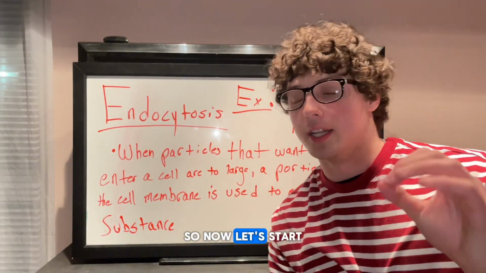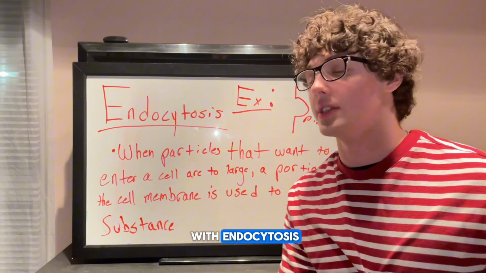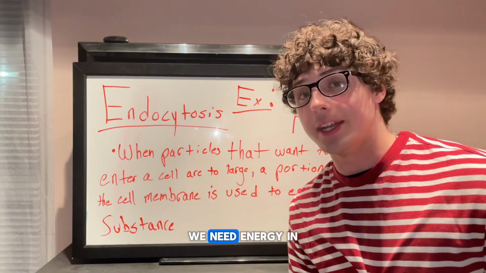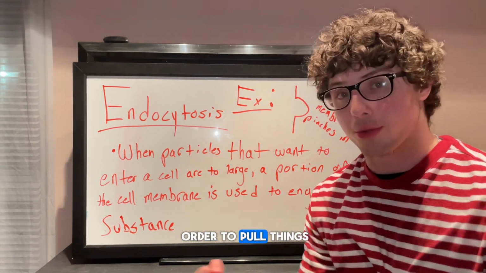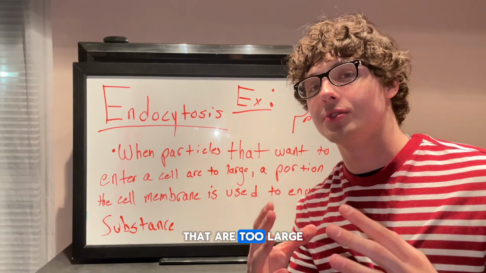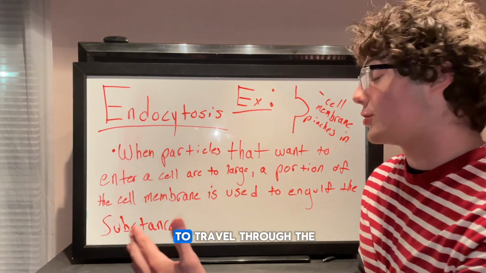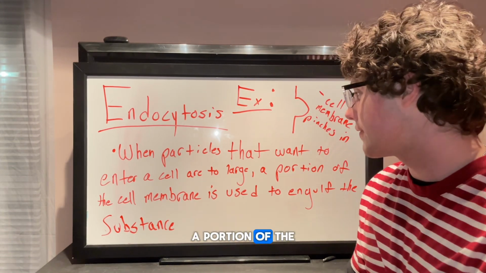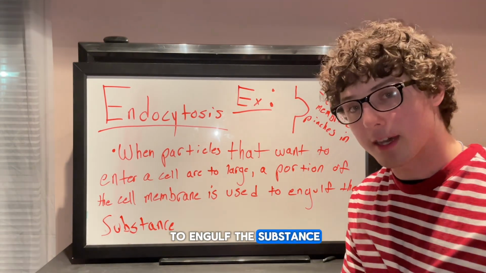So now let's start with endocytosis. Endocytosis is a form of active transport. We need energy in order to pull things in. When particles that want to enter a cell are too large to travel through the channels or through that permeable membrane, a portion of the cell membrane is used to engulf the substance.